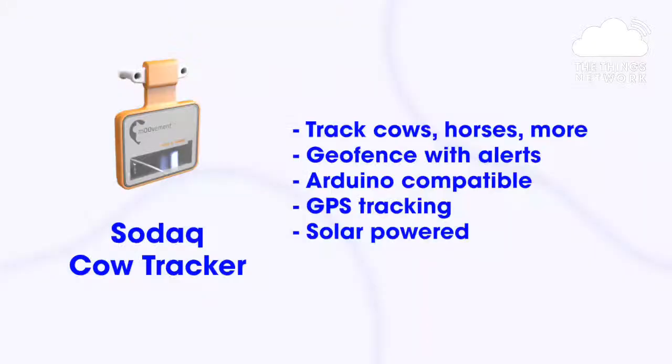One of my favorites, the Codec cow tracker. And I have written from the notes that it's compatible with cows, horses, wildebeest, and reindeer. So not just cows. And then it's also Arduino compatible, so you can make upgrades, and it's also solar powered. I think a lot of people who have tuned into the Things Conference before would have seen this device being used by Movement, one of our customers in Australia.